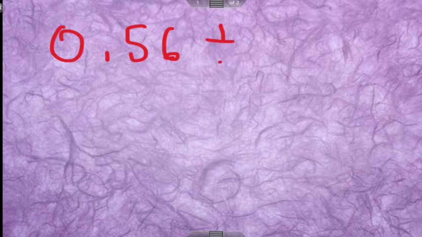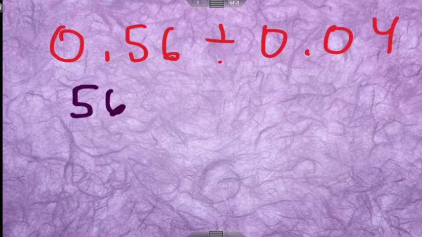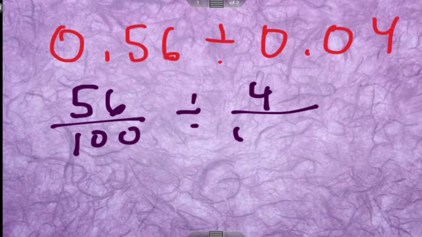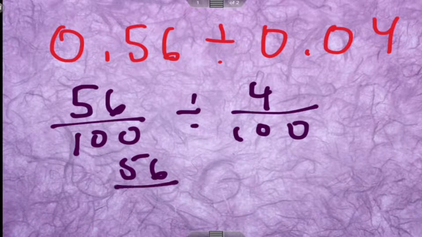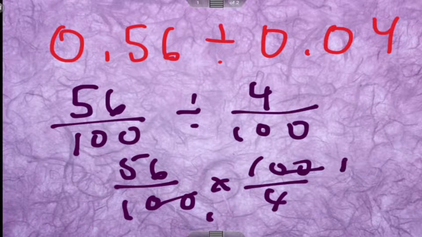All right, 1 or 2 more, and then I think we got it. Let's try 0.56 divided by 0.04. Okay, let's make these into fractions. So I have 56 over 100 divided by, remember that's 4 over 100. We're going to do the reciprocal.